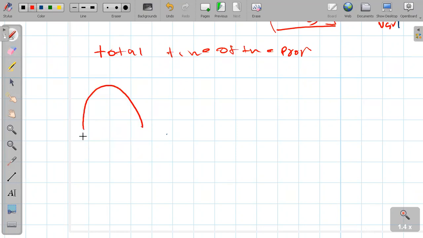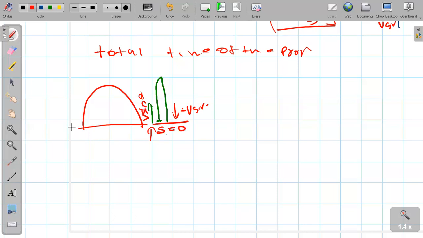It travels like this. From the side, we can consider it as just moving up and down with an initial velocity of V sine theta, and it comes down with negative V sine theta. What is the total displacement considering only the vertical? 0. Only considering the vertical, the displacement is 0.